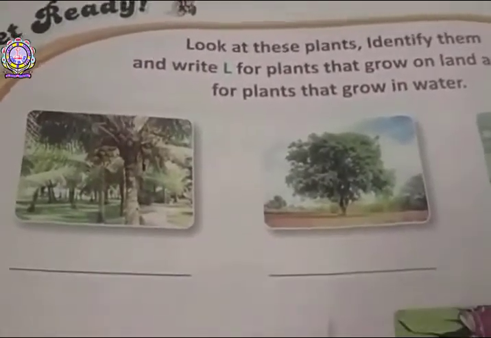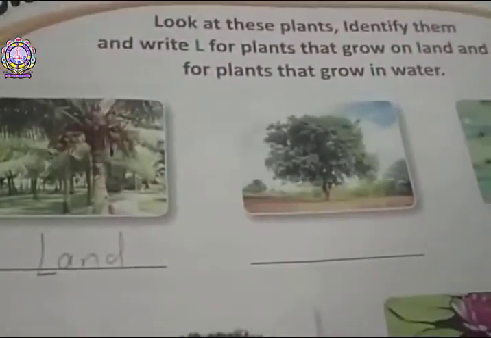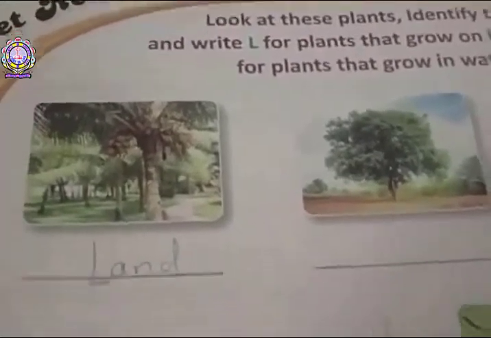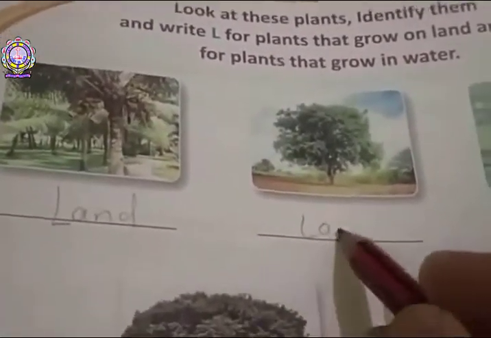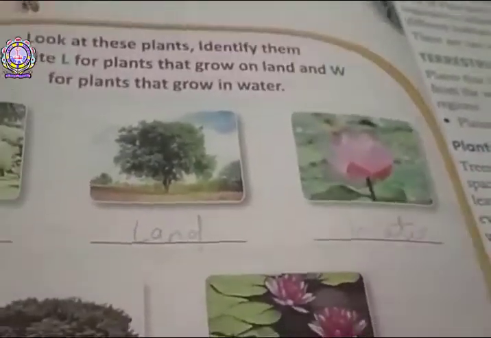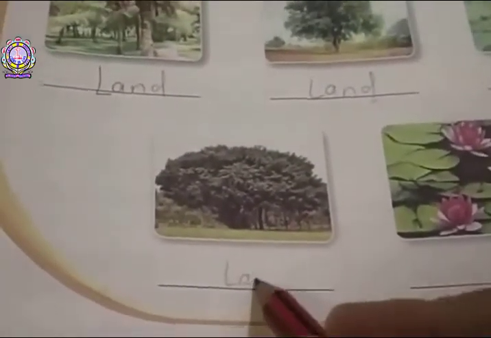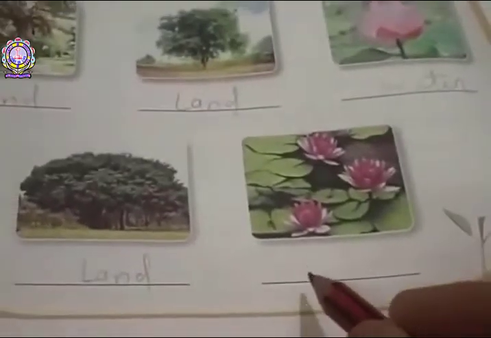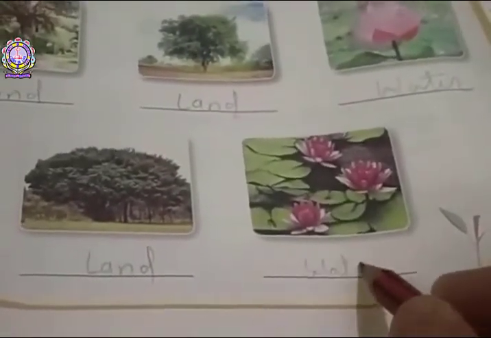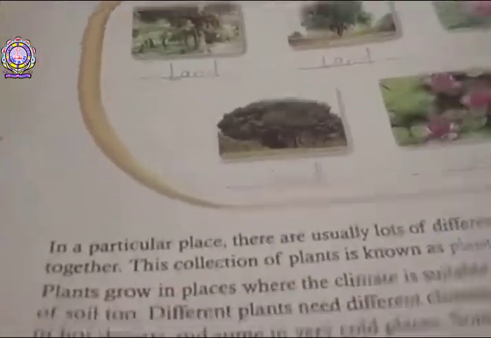First, coconut tree. Coconut tree grows on the land. This tree is also growing on the land. This is water lily. This is a water plant. Banyan tree means land, and lotus, water. So these are the land and water plants. Now let's start the lesson.